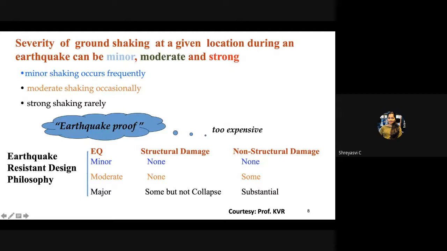So what is our earthquake resistant design philosophy? Whenever we have a minor earthquake, our building should be designed in such a way that no structural or non-structural damage is experienced. Whenever there is a moderate earthquake, we can expect some amount of non-structural damage, but there should be no structural damage. And in the context of a major earthquake, there could be some amount of structural damage, and the non-structural damage could be enormous. But the main intention of any design philosophy all over the world is to ensure life safety, and also to keep the building operational for safe evacuation of the occupants.